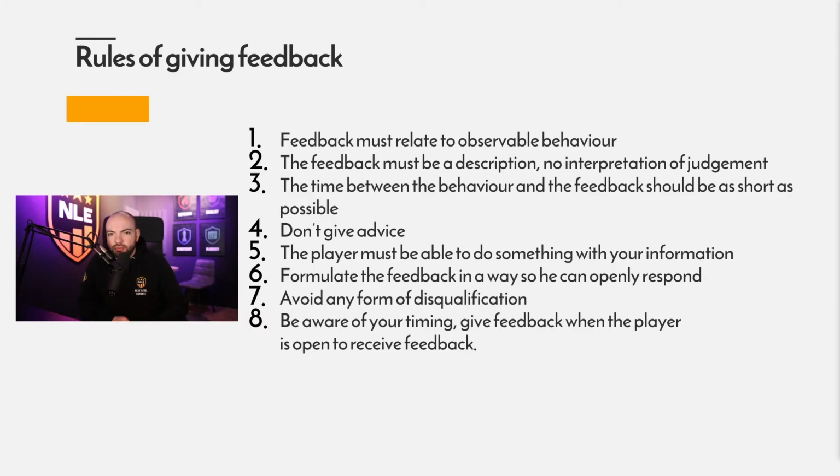So number 5, the player must be able to do something with your information. So for example, if you only stay vague, for example, that particular player is disengaged in a meeting and you only say, I see that you're hunched forward and not looking at us when we are talking, for example, and it just feels bad. The player could think, okay, should I just look up and look you in the eyes? Yeah, that's one thing, but there's not much that I can do with this kind of feedback.